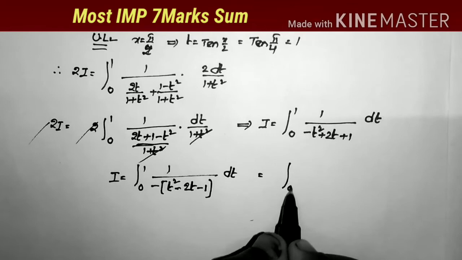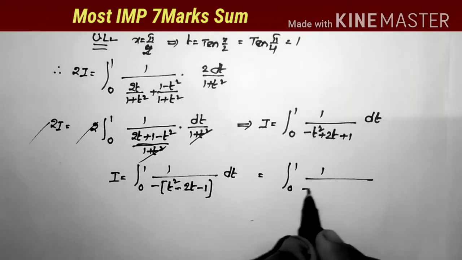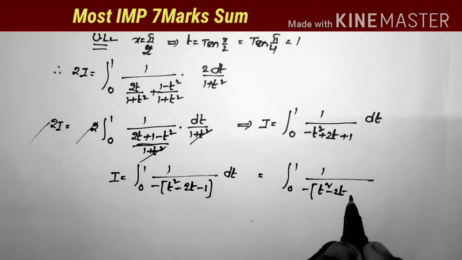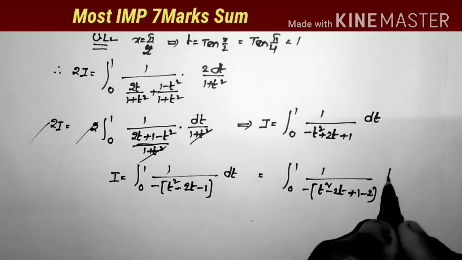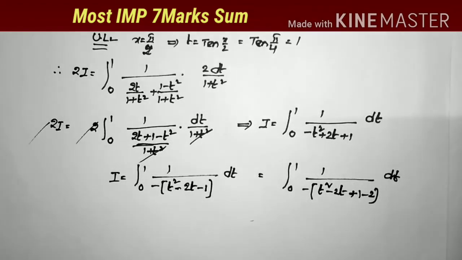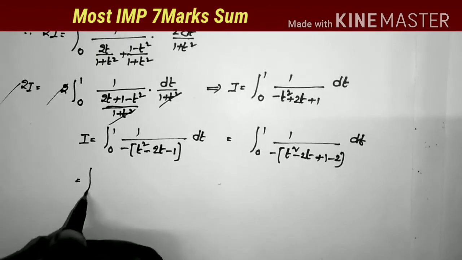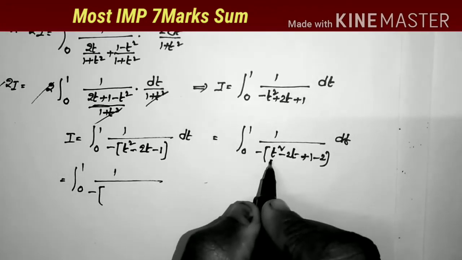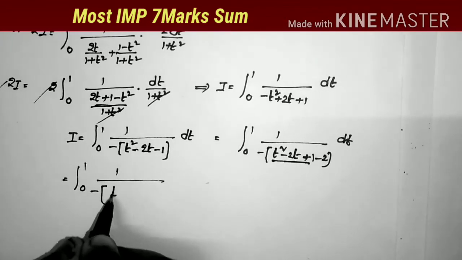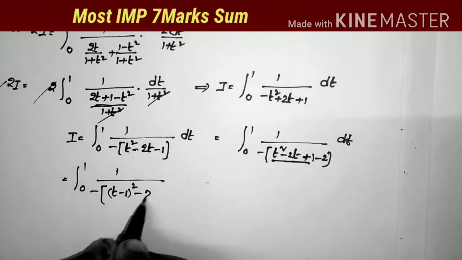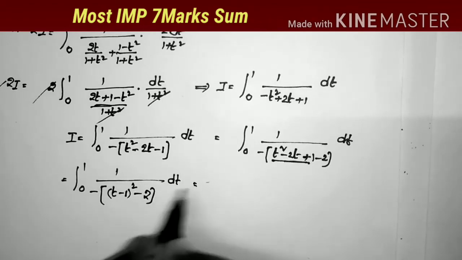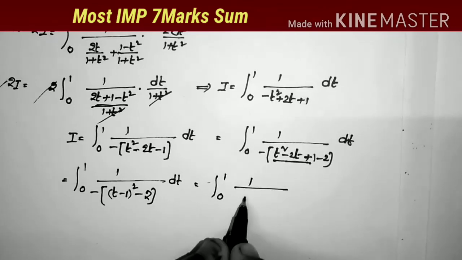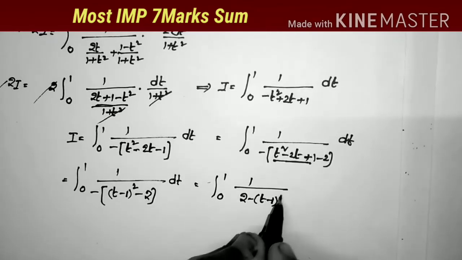And this is equal to integral 0 to 1 by minus of (t square - 2t). So here in place of minus 1 we take that 1 minus 2. What is 1 minus 2? 1 minus 2 is nothing but minus 1. And this is equal to integral 0 to 1 by minus of (t square - 2t + 1 is equal to (t - 1) whole square, (t - 1) whole square - 2) into dt. Now multiplying these two values by minus here, then what we get? Integral 0 to 1 by (2 - (t - 1) whole square) into dt.